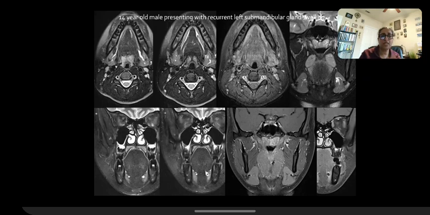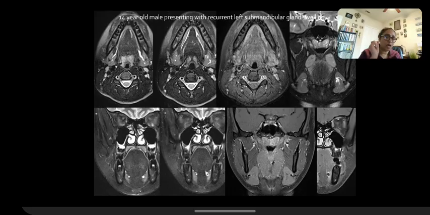This is an example of a stone. You can see the left submandibular gland is asymmetrically dilated. It looks like the submandibular duct is dilated, and I don't know if you can see there's a filling defect on the left side, that is a stone. I've shown you on these coronal images, the left submandibular duct is enlarged, and you can see that filling defect or that hypodense structure, that is actually the stone.